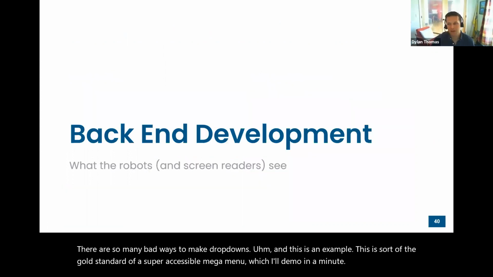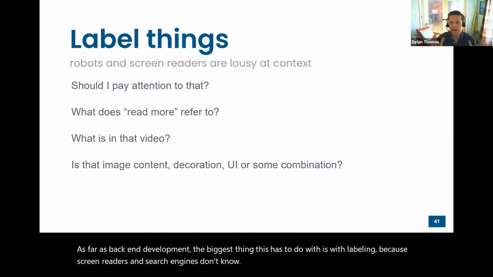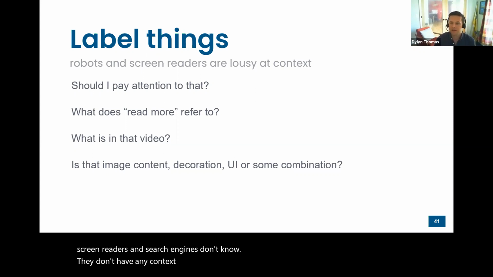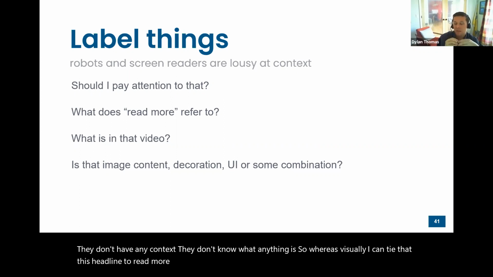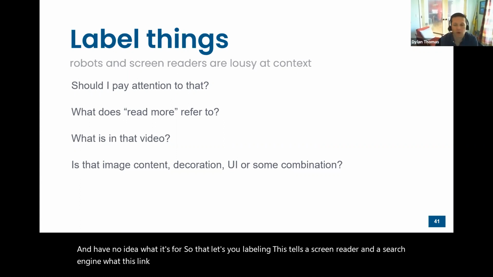As far as backend development, the biggest thing this has to do with is labeling, because screen readers and search engines don't have any context. They don't know what anything is. Whereas visually I can tie this headline to a read more link, a screen reader is just going to say link, read more, and have no idea what it's for. So labeling tells a screen reader and a search engine what this link goes to and how it's important.